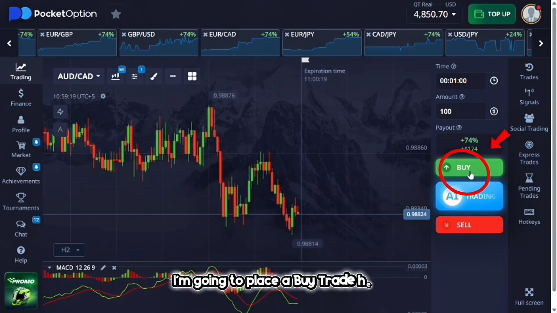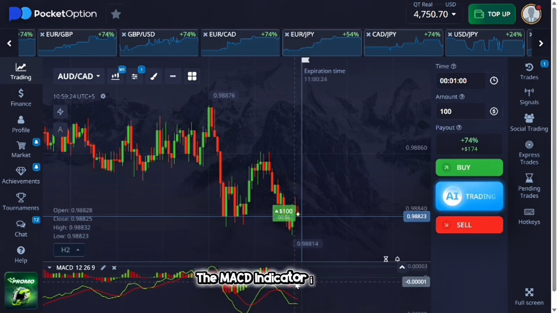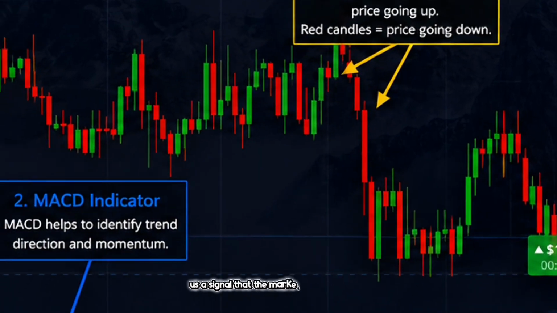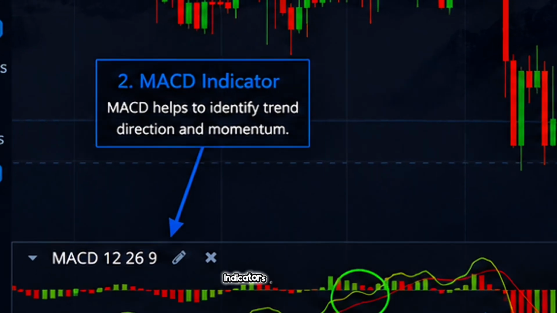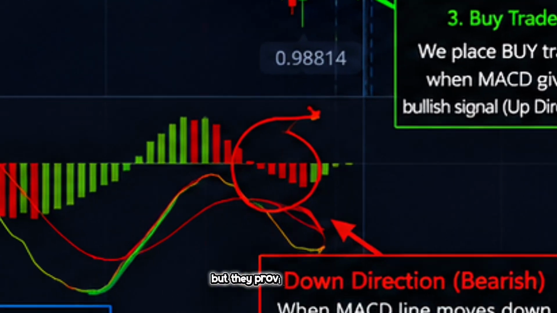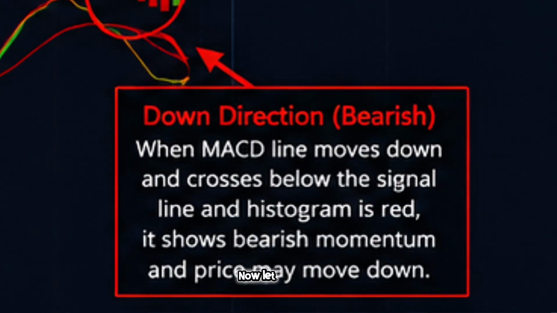I'm going to place a buy trade here. The MACD indicator is showing bullish momentum and giving us a signal that the market may move upward. Indicators don't predict the future with 100% accuracy, but they provide useful information that helps traders make better decisions. Now let's wait for the result.